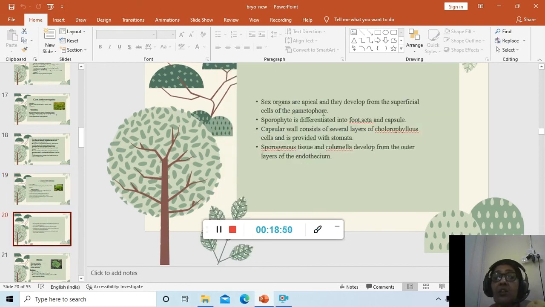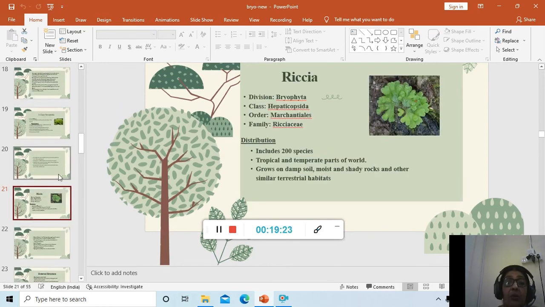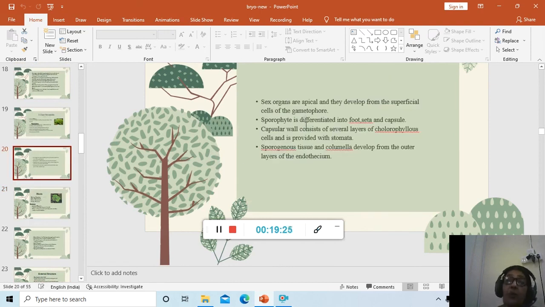Then about the sex organs of Bryopsida, they are apical and develop from the superficial cells of the gametophore, and the sporophyte is differentiated into foot, seta, and capsule, and the capsule wall consists of many layers, which are chlorenchymatous, and it is provided with stomata. These are the indications to show that they are becoming independent in the next group, that is in pteridophytes. And the sporogenous tissue and the columella develop from the outer layers of the endothecium. So that's all about the introduction of bryophytes.